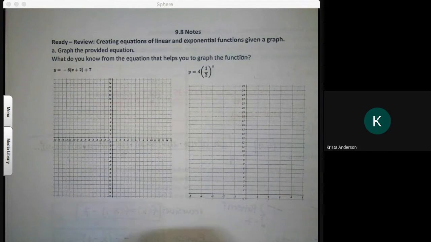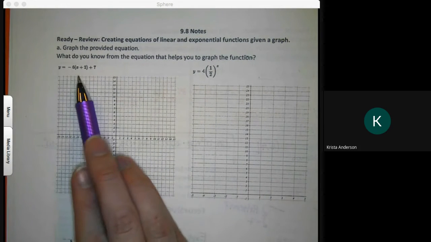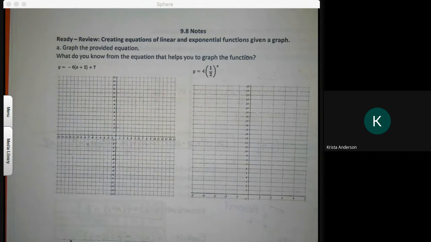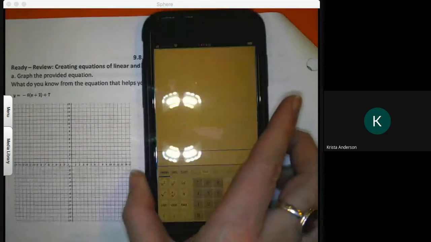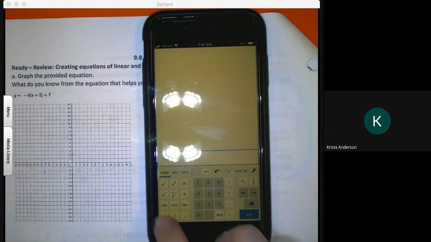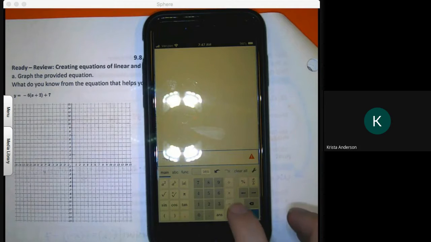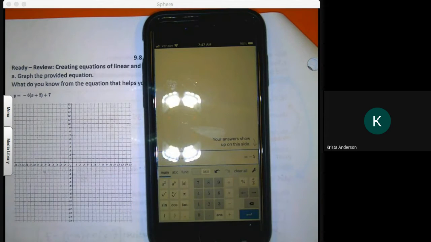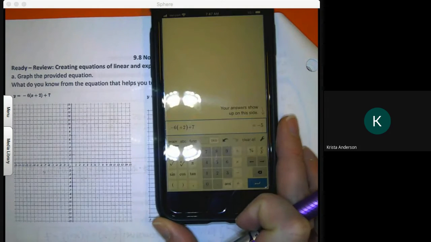One will be a line and one will be exponential. So when I graph this, it should be a line. If it's not, I made a mistake somewhere. I'm going to plug it in on my calculator. I have a -6 parenthesis, a blank, then the letter X, but I'm not going to put it in yet. +2, close, +7. I'm going to re-highlight inside. Ooh, let's just see.